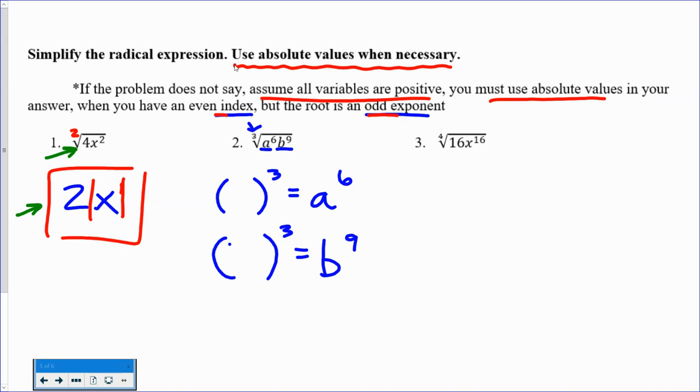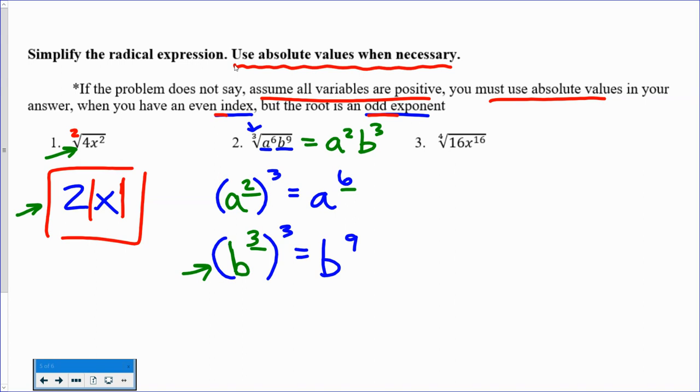I'm going to need to find some power for a, and a power for b. So what do I do when I raise a power to another power to get 6? That means I have to multiply those exponents. So what times 3 gives me 6? Well, that would be 2. For the one below, what times 3 gives me 9? Well, that would be 3. So that means the cube root of a to the 6th is a to the 2nd, and the cube root of b to the 9th is b to the 3rd.